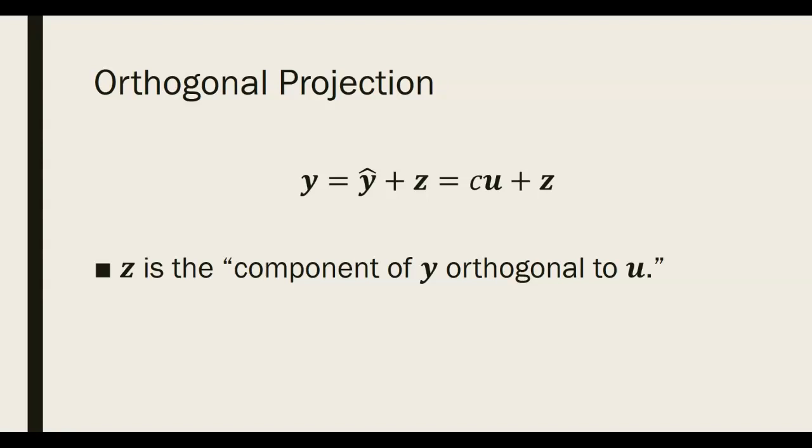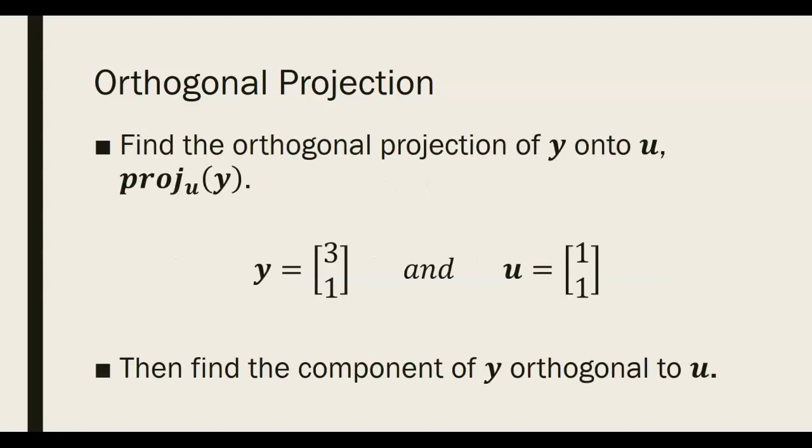Now the other part is the z part. This is going to be the component of y which is orthogonal to vector u. So let's do an example here. Let's take a y and a u and find the orthogonal projection of y onto u. And then we're going to find the component of y that is orthogonal to u. So in other words, we're going to find the y hat and we're going to find the z.